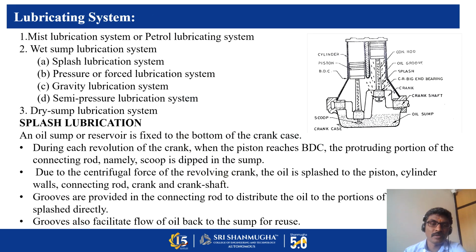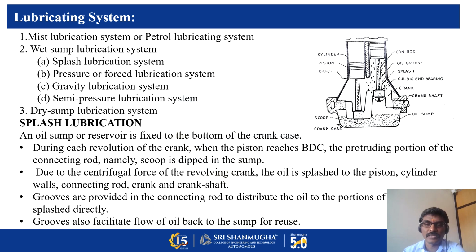There are different types of lubrication system: mist lubrication system or petrol lubrication system, and wet sump lubrication system. The wet sump lubrication system is classified into splash lubrication system, pressure lubrication system, gravity lubrication, and semi pressure lubrication, and then there is the dry sump lubrication system.